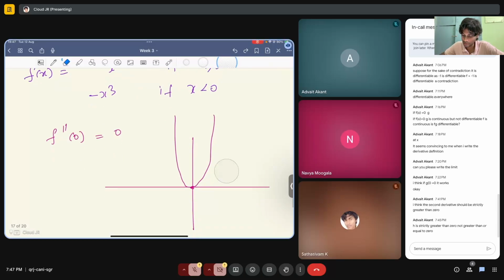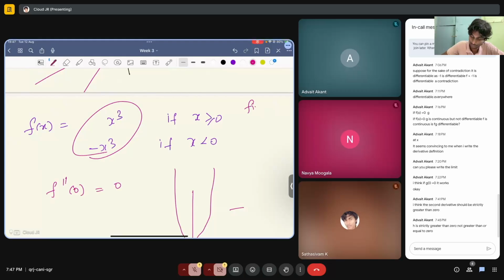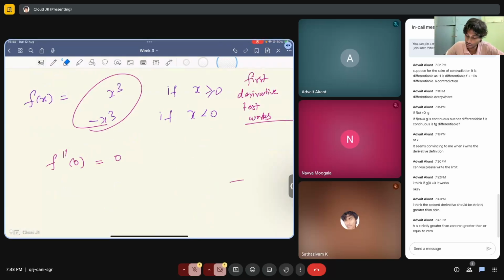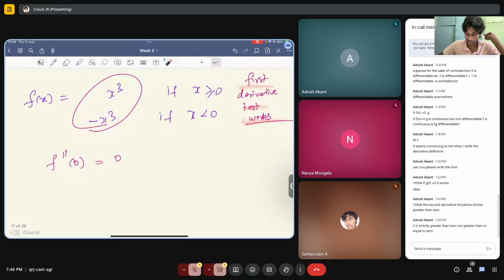But on the other hand, the first derivative test works. Why? Because here the slope is negative, and here the slope is positive. So the slope moves from negative to positive, and the first derivative test works here. Even though the second derivative test is sometimes easy, it will not always work. I just want to give a note there. But the first derivative test more or less works here.